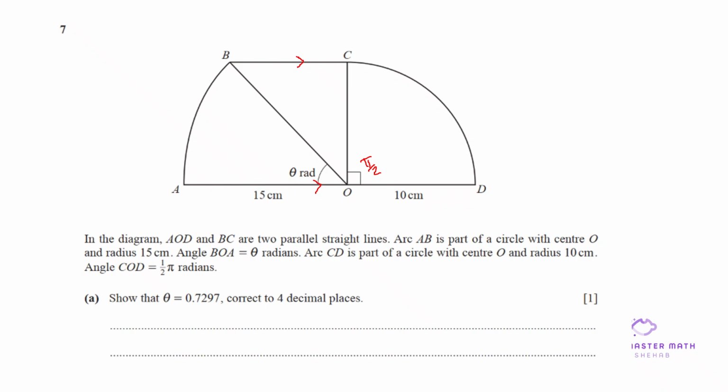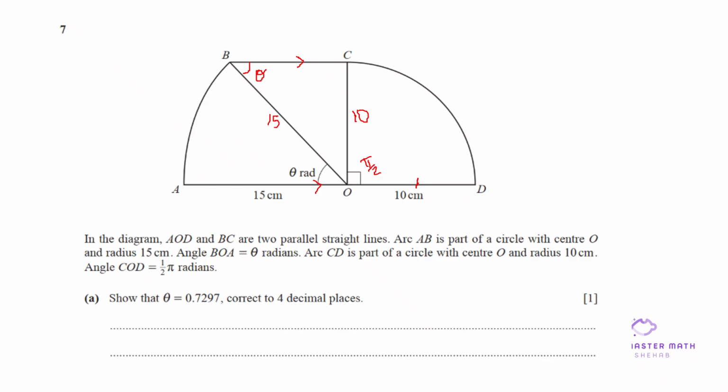As you see, because BC is parallel to AOD, we have alternate interior angles. Here we have CBO is also equal to theta. And OC here is a radius, so it's also equal to 10, which is the same as the radius OD in the circle COD, quarter circle. And OB is equal to the radius OA. This is also 15 here.